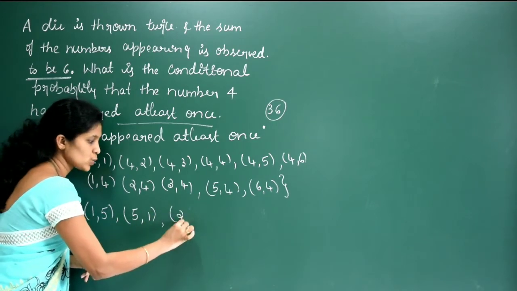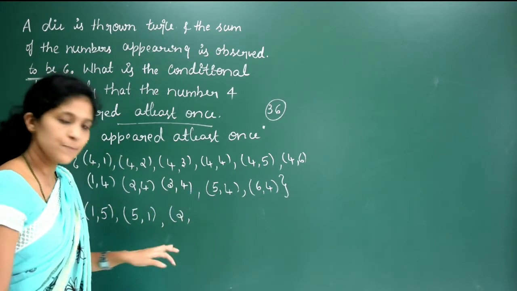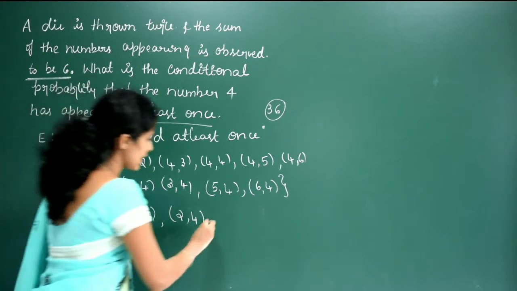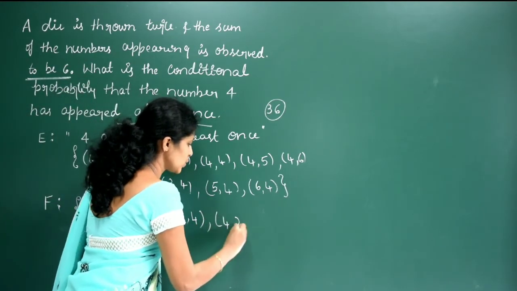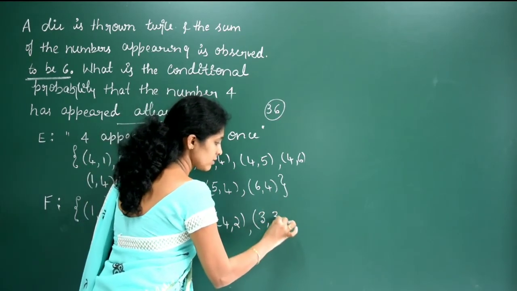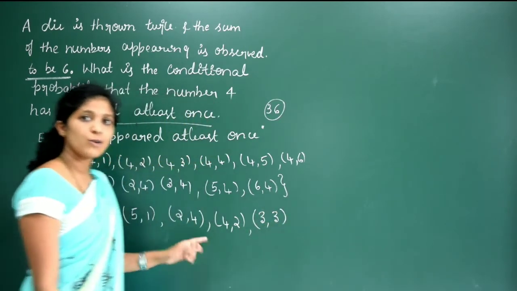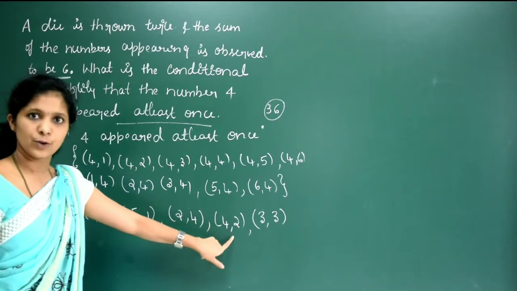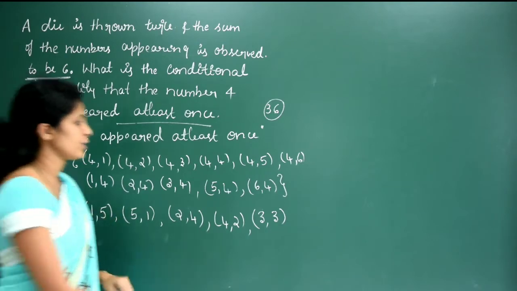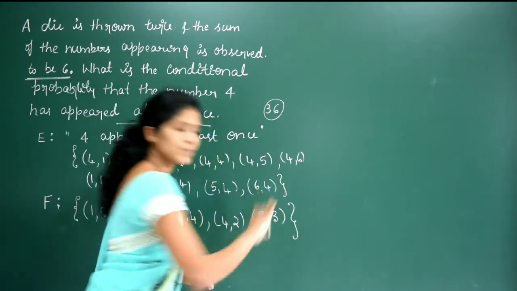Next I start with 2. 2 and the number should be 4, right? 2 and 4. 2 plus 4 is equal to 6. Another one is 4 and 2. Next, another one, 3 and 3, right? 3 plus 3 will be equal to 6. Now 4 and 2, already we have it. And next one, 5 and 1, and this is 1 and 5. So these many elements are possible.